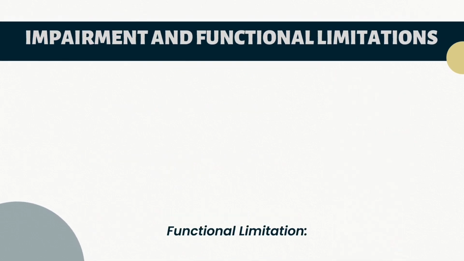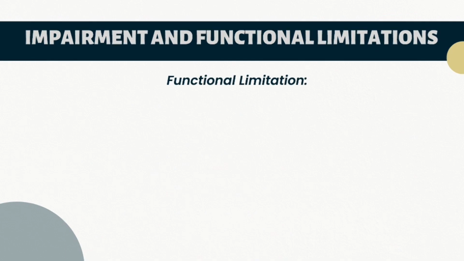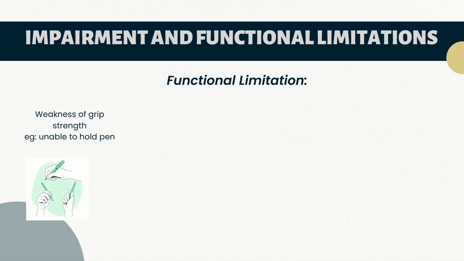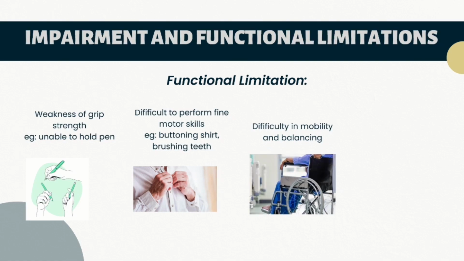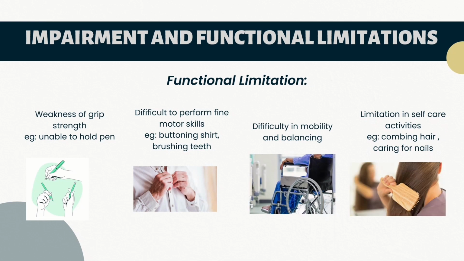A person with cervical myelopathy will also experience some functional limitations such as weakness of grip strength, for example, being unable to hold a pen. Next is difficulty performing fine motor skills such as buttoning a shirt and brushing teeth. Then, the patient will also have difficulty in mobility and balancing, and they will also have limitations in self-care activities such as combing hair and caring for nails.